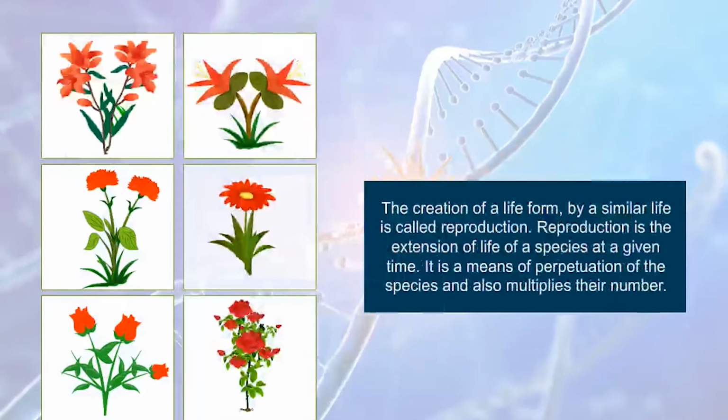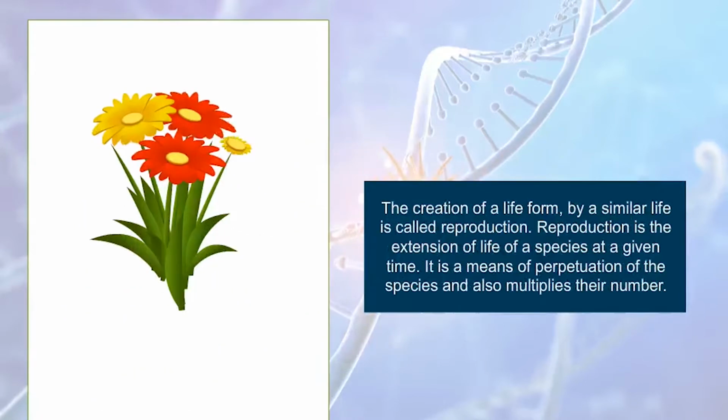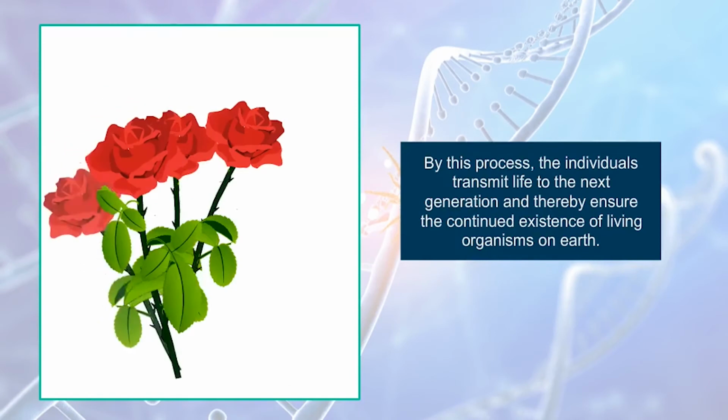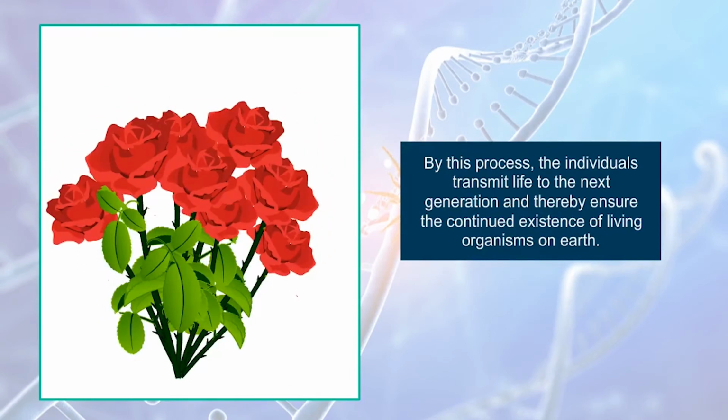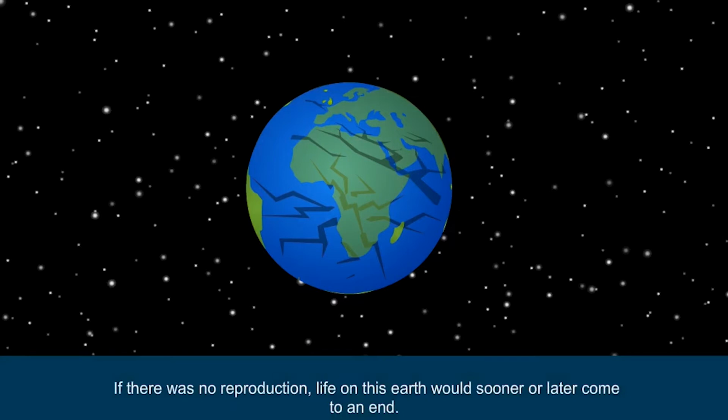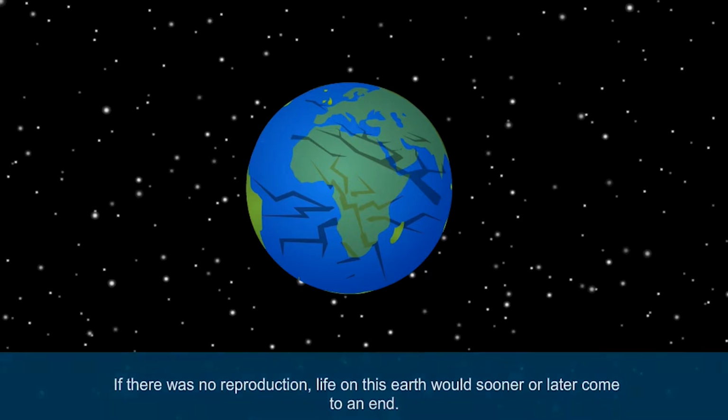The creation of a life form by a similar life is called reproduction. Reproduction is the extension of life of a species at a given time. It is a means of perpetuation of the species and also multiplies their number. By this process, the individuals transmit life to the next generation and thereby ensure the continued existence of living organisms on Earth. If there was no reproduction, life on this earth would sooner or later come to an end.